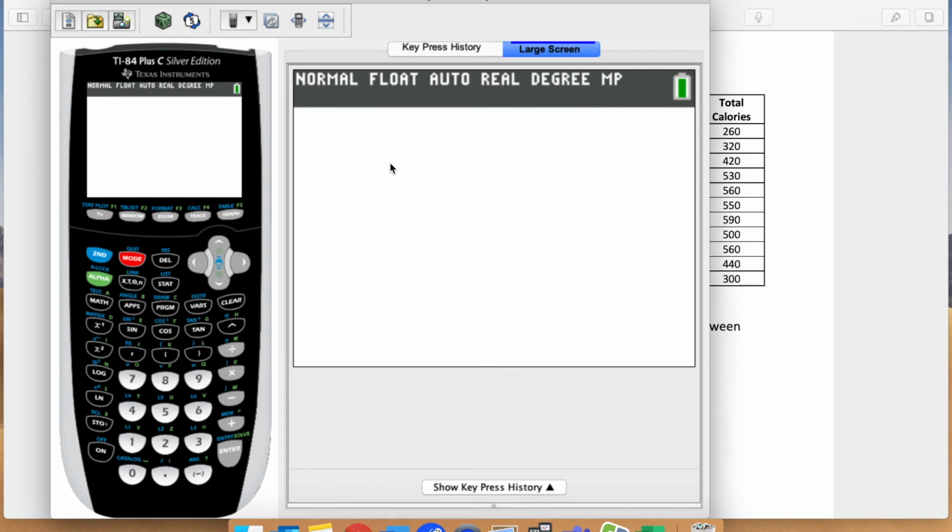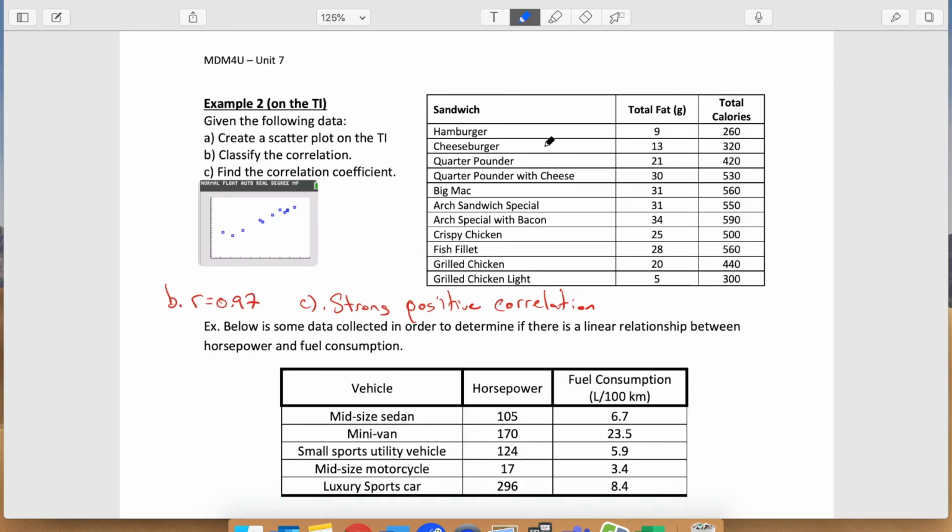If you happen to not have a TI calculator, I was able to download this virtual one. If you just Google TI emulator or calculator online, you should be able to download and get a 90-day trial version, so you can do everything on your computer. I took this data, which is real data, and it looks at the fat content of various hamburgers at different places, like McDonald's, and then takes their calories. We're trying to see if there's a correlation between the amount of fat and the amount of calories in a burger at various places.